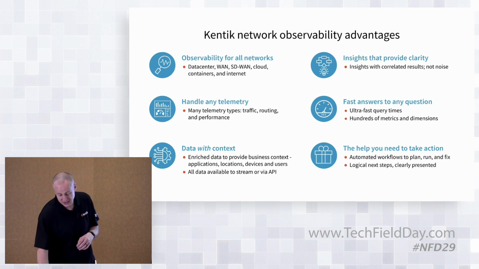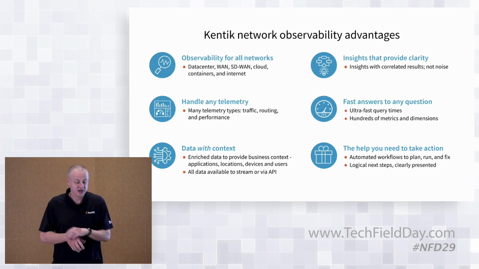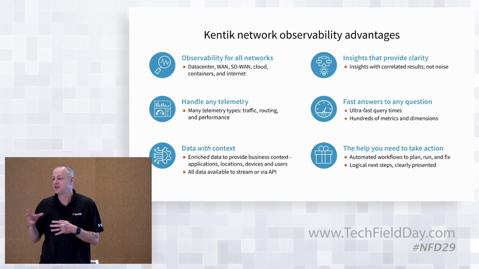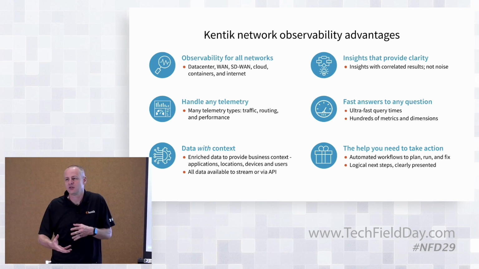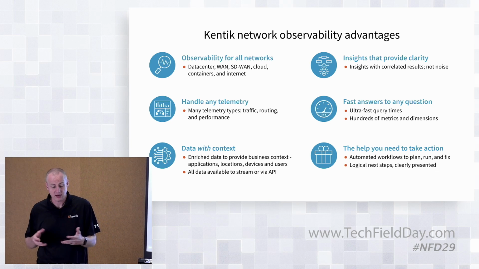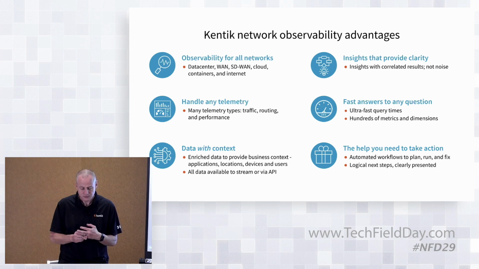And so what is the advantage that Kentic brings to the table? We've talked about the various different telemetry types that we have, but what I'm going to focus on in this presentation is the different types of networks that we can look at. We can look at the data centers, SD-WAN, WAN, public cloud, containers, and the internet. We can see how traffic is routing for you on the internet.